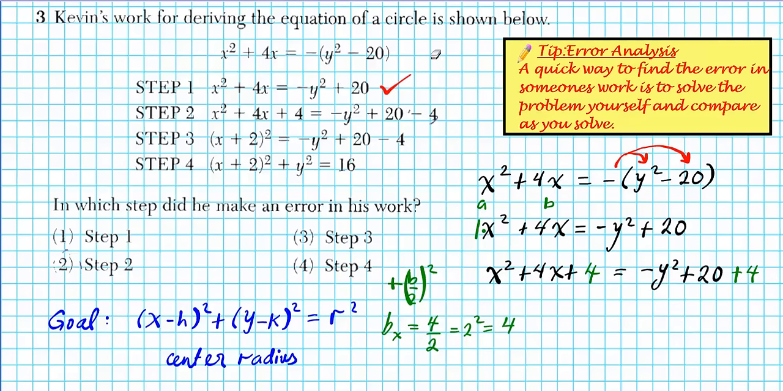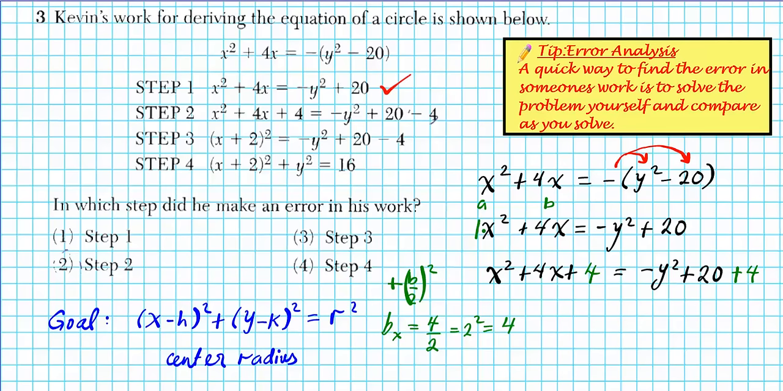Alright, so this is step number 2. Let's compare our work with what Kevin did. X squared plus 4x plus 4, perfect. We have a perfect square trinomial on the left side. On the right side, negative y squared plus 20 plus 4 minus 4.